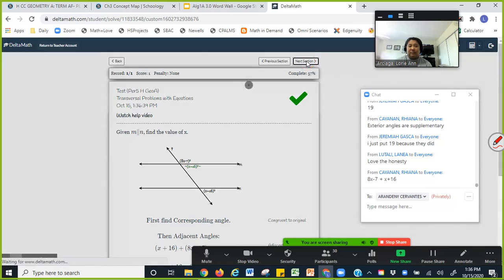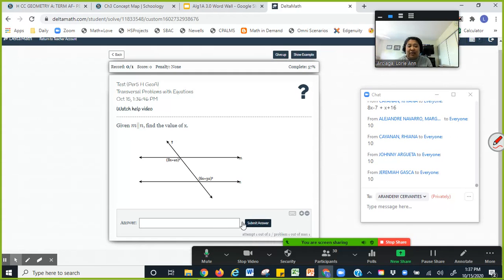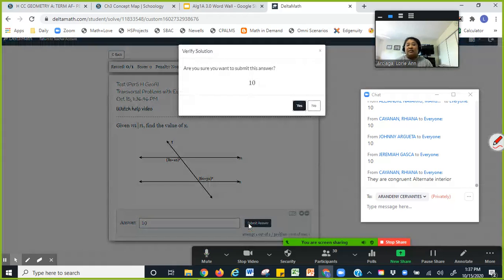Let's move on to the next section. 10. 10. What kind of angles did he use? 10, according to Johnny. Jeremiah, 10. They're congruent, alternate interior. That's great. So you make them equal to each other.